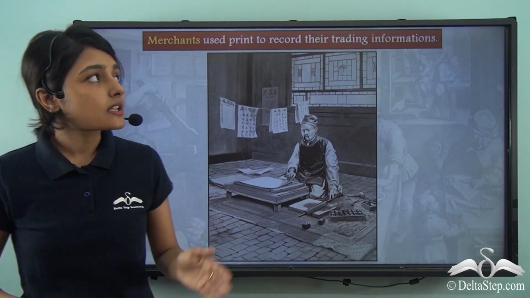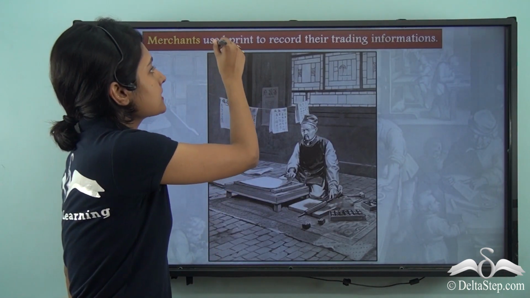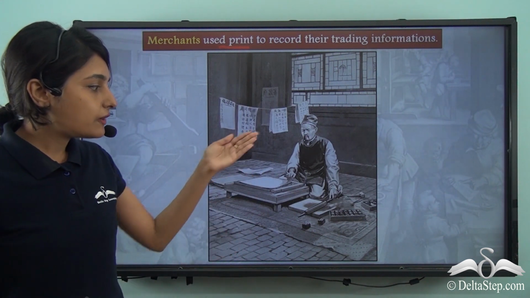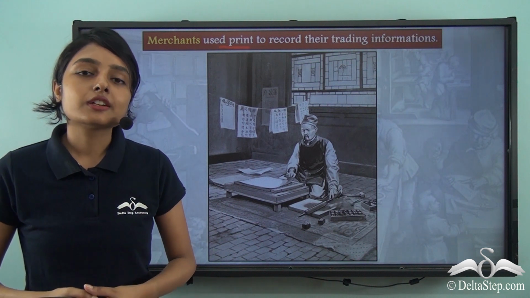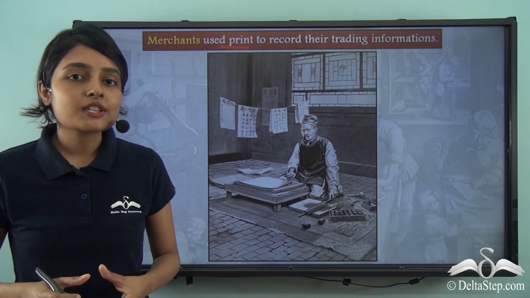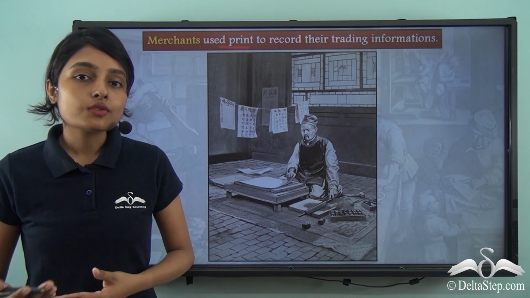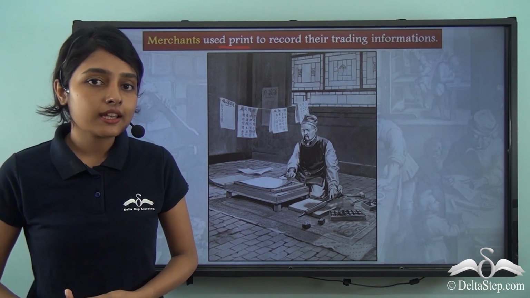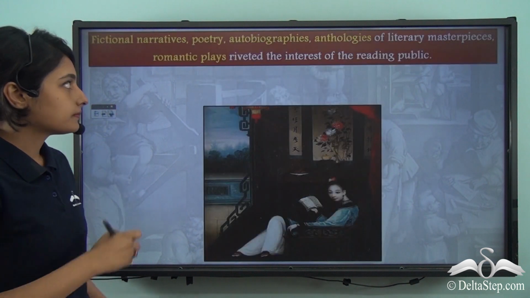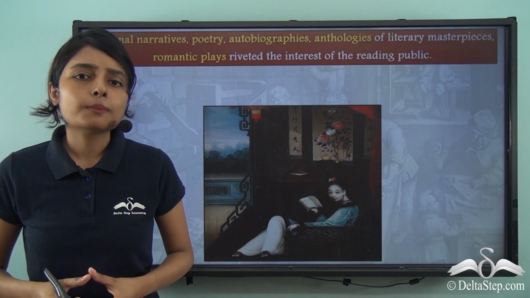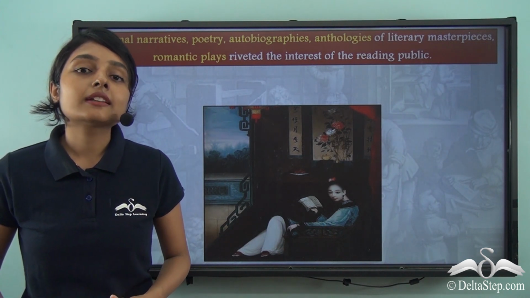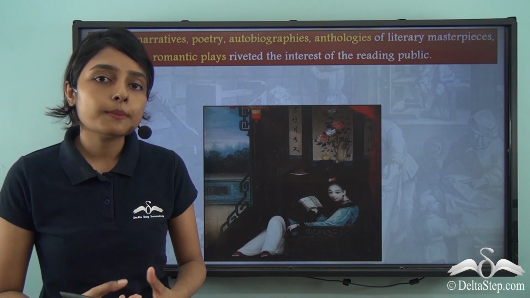Now around this time, merchants also started using printed materials in order to record information pertaining to their trade activities. So from this we can understand how the usage of print was now in a state of transition in China. Now when we talk about a blooming urban culture, we invariably mean that there was a new reading public.